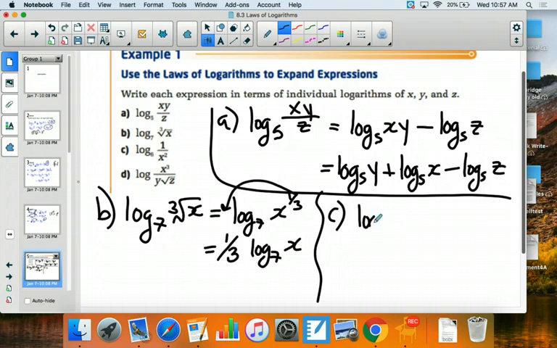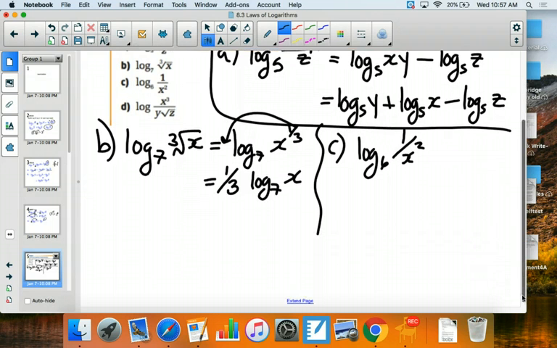Here we have log 1 over x squared base 6. So again, we can see here that this is a quotient, right? A numerator and a denominator, which means I can rewrite that out using subtraction, where it's log 1 base 6 minus log x squared base 6. Now, something to keep in mind here.